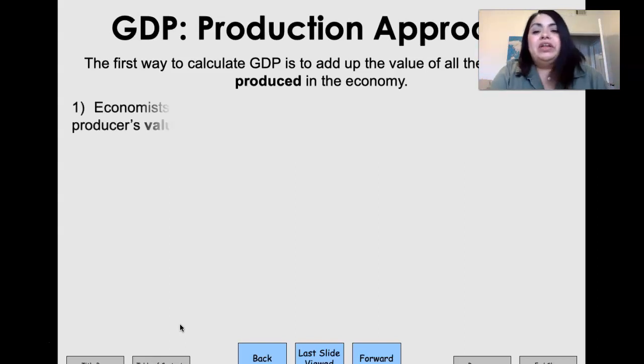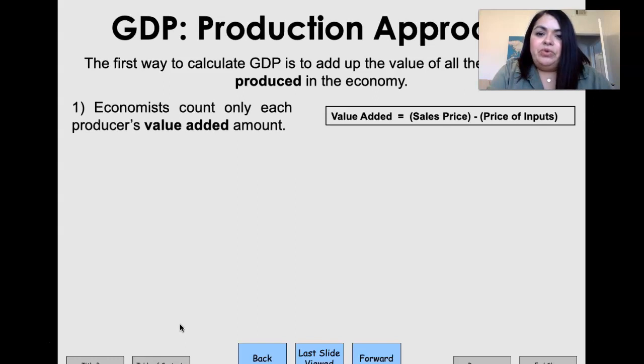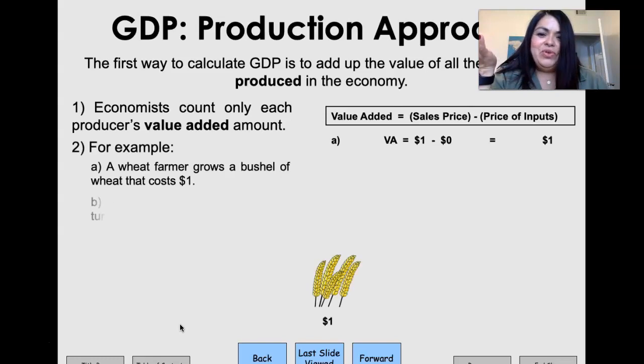Okay? All right. So the production approach. This is when we only calculate the value added, meaning how much input did we put in? Okay, so let me give you an example.